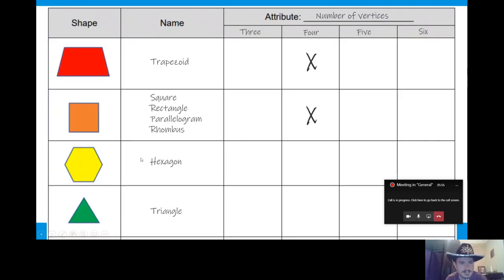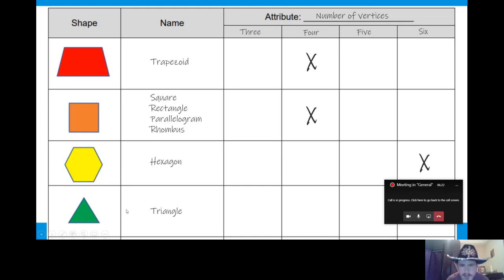Let's look at the next two shapes. I see my next one is a hexagon. I already drew it and I already wrote it. How many vertices does my hexagon have? 1, 2, 3, 4, 5, 6. So where am I going to draw my x? Right under 6. See where it says 6? I drew my x under 6.